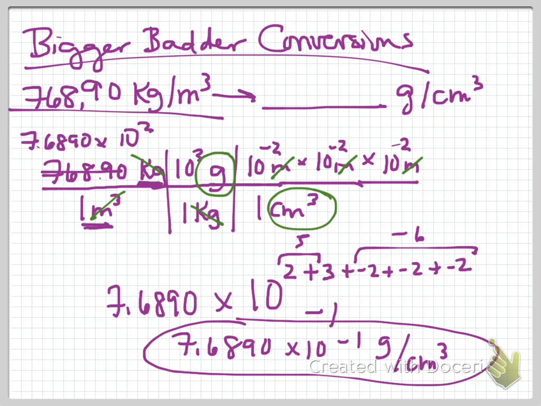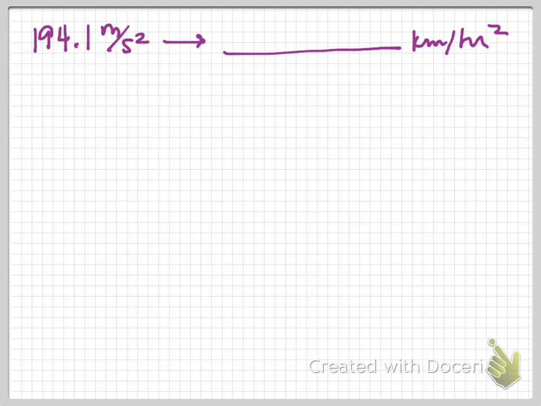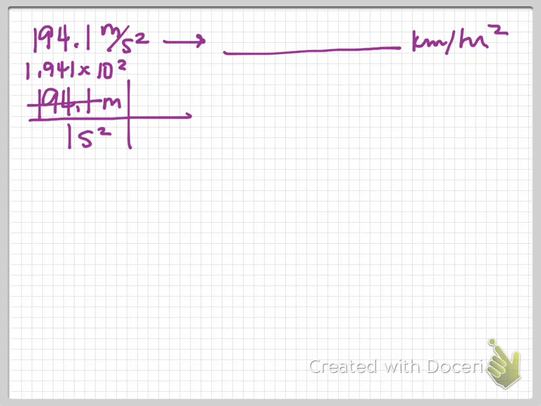Let's do the next two. So we're being asked to convert 194.1 meters per second squared into kilometers per hour squared. We're obviously dealing with acceleration in this case. We start off, as always, with our given. Again, because it's a derived unit, we want to make sure that we put the meters in the top and the seconds in the bottom. Again, it makes it much easier if we convert this to scientific notation right away. So we have 1.941 times 10 to the second meters per second squared.